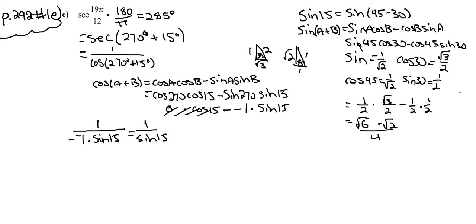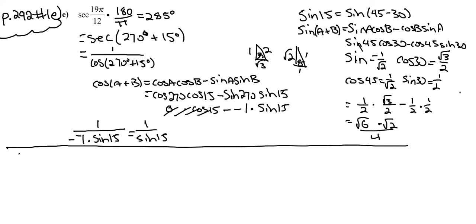And finally, we're going to plug in the reciprocal of our answer because we're changing it back from 1 over cos. So secant 19 pi over 12 is equal to 4 over root 6 minus root 2. And don't forget I changed that back because of the 1 over cos.